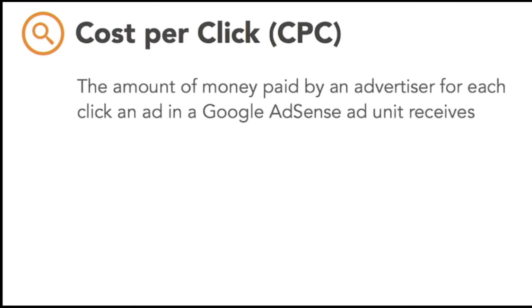Cost per click, also known as CPC, is the amount of money paid by an advertiser for each click an ad receives in a Google AdSense ad unit. So every time somebody clicks on an ad on your website, an advertiser is paying a certain amount of money for that specific click.